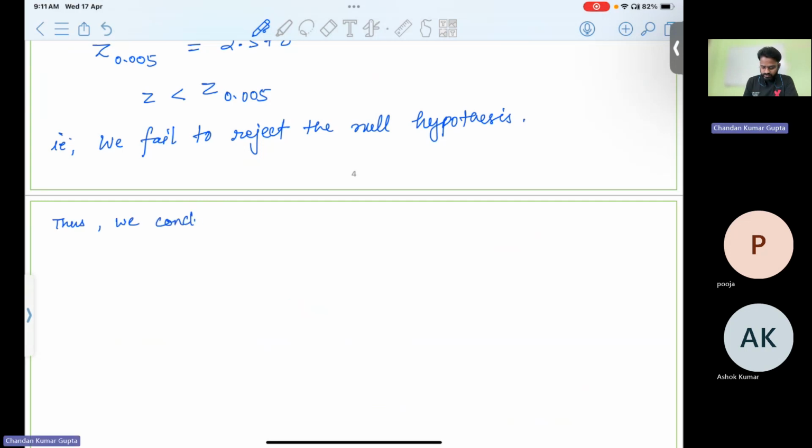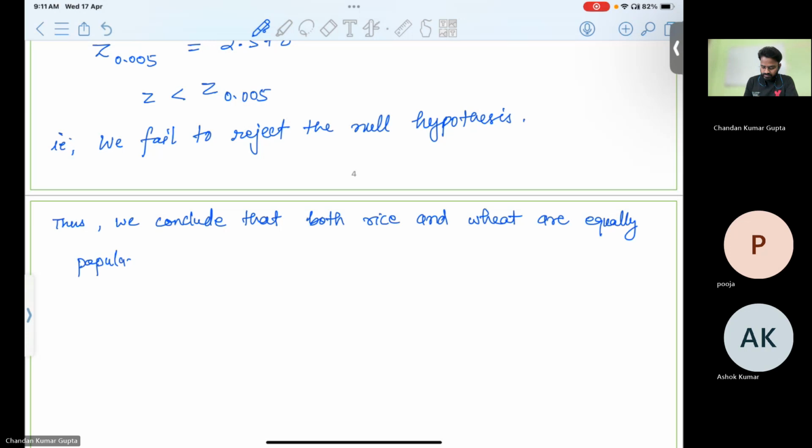Thus, we conclude that both rice and wheat are equally popular in this state. Okay, so on the basis of the information, we have concluded that rice and wheat are equally popular in the state.